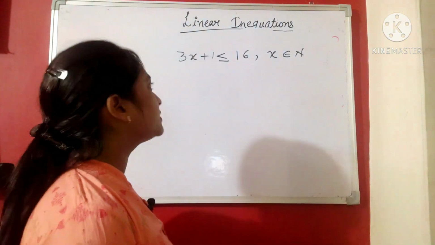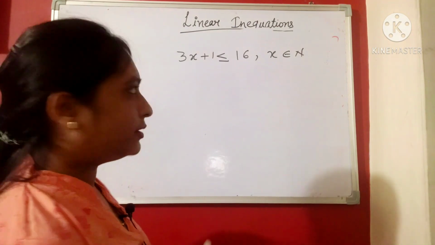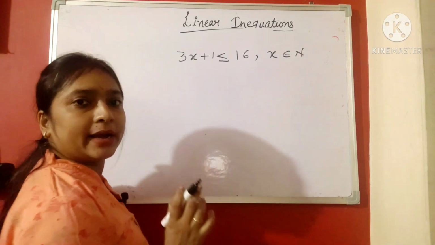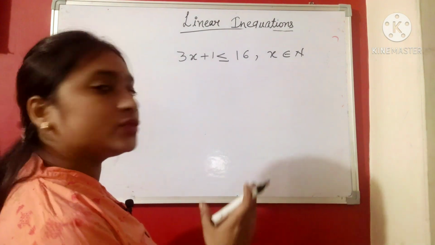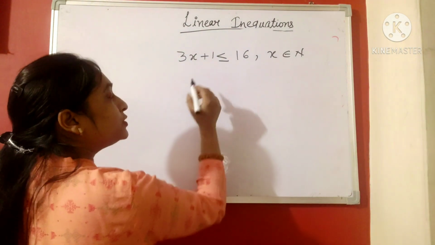Fine. Now let's understand how to solve this inequality. If we will use inverse method, let's see. First of all, keep in mind we have to solve for the variable x. So x has to be isolated. So we will solve for x.